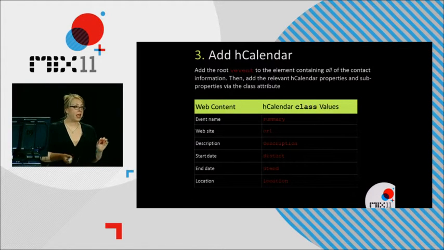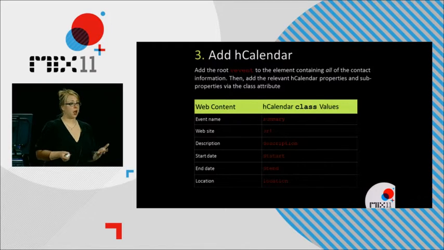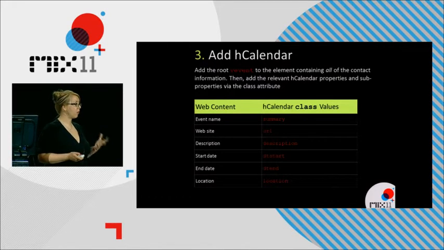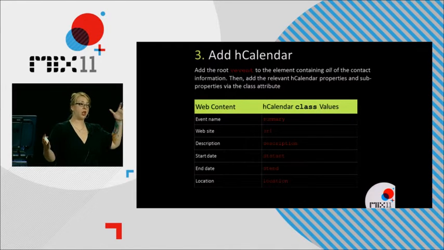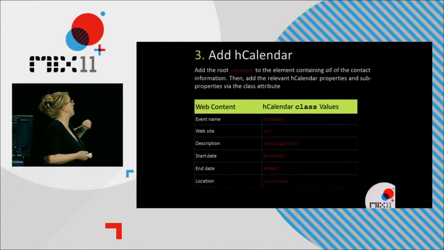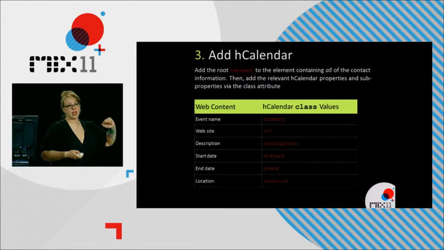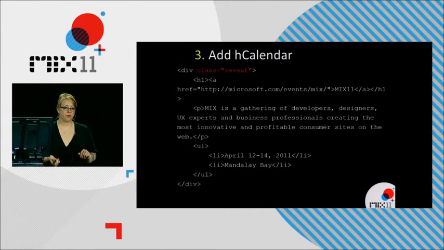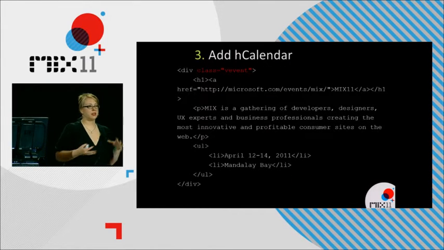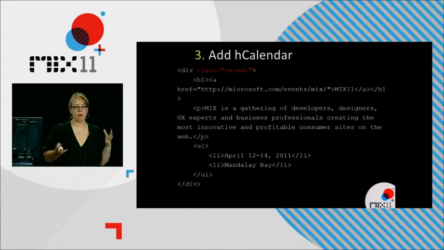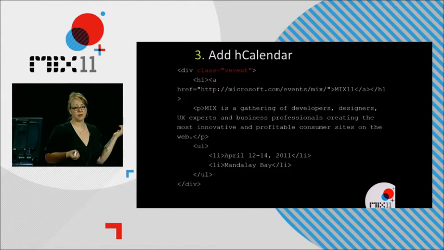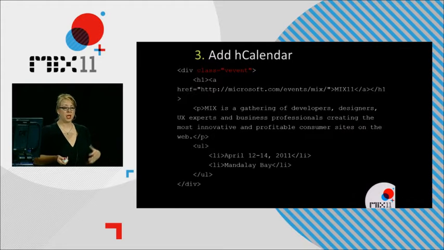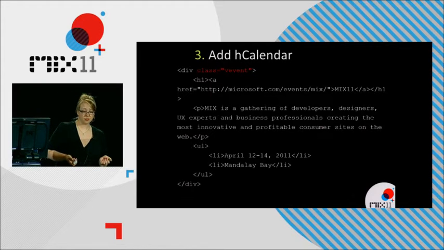Once again, hCalendar, just like hCard and just like all of the compound microformats, has a root class value that has to be applied to the parent element that contains all content about the event. And in this case, it's vevent. So, because I had a series of independent elements, I need to create that parent element on which to apply my root class. So in this case, I chose a div, and I gave it the class vevent. And then I move on to the other properties.